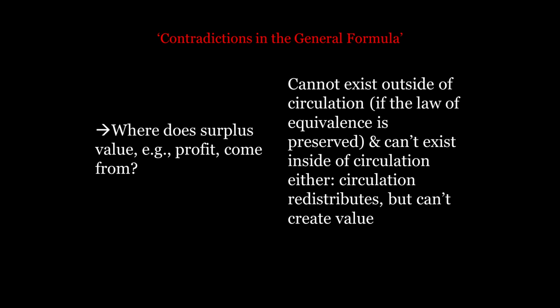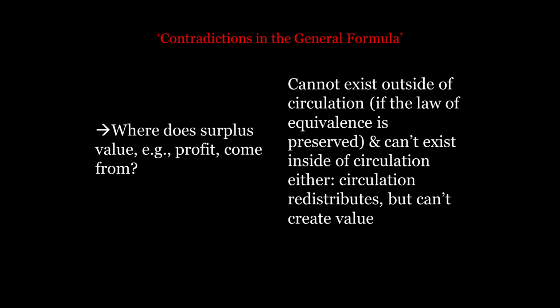Recall that he is presuming an idealized way of market relations where I don't pay more for the commodity, the pair of jeans, than it is worth. Right, that is the sort of idealized presupposition. So surplus money can come from pricing the commodity at a higher value than it actually should be. So that means it can't exist outside of circulation, and it can't exist inside of circulation either, because circulation redistributes, but it's not something that can create value. It only moves money about, but it's not something that generates any more value than it had to begin with.